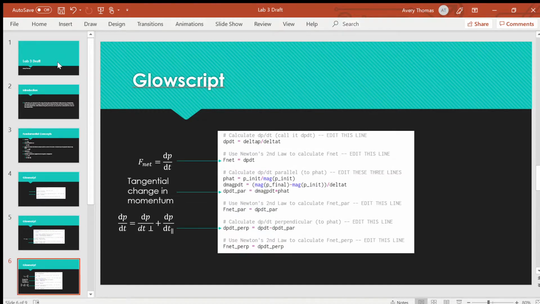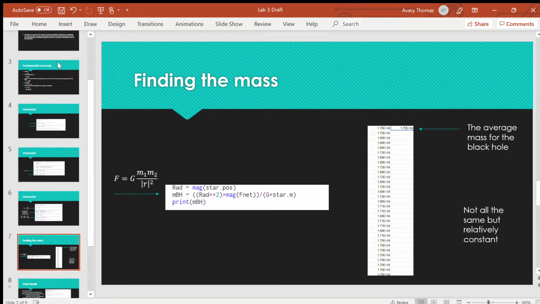Following this, I set F net to equal dp dt because the net force acting on an object causes its momentum to change. After this, we had to find the parallel component of dp dt, which was the tangential change in momentum, so that it equaled the magnitude of dp dt times p hat, which was the unit vector. This was set to equal the parallel component of the force. Following this, we calculated the perpendicular component of dp dt by subtracting the parallel component from the total dp dt. This value is then set to equal the perpendicular component of the force.